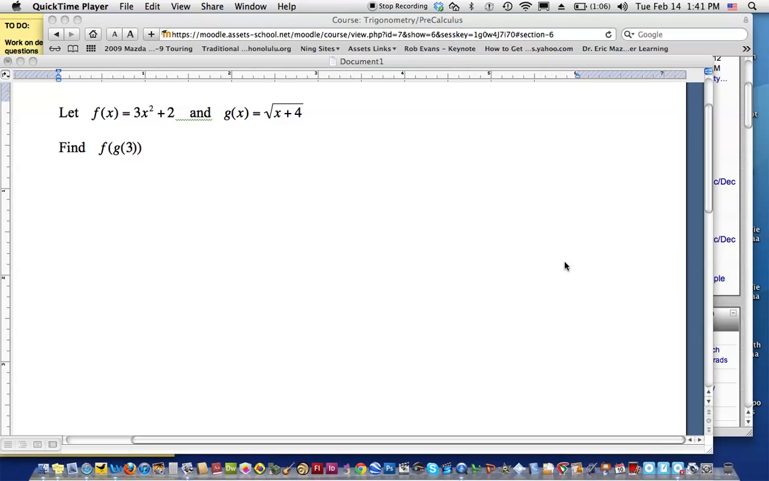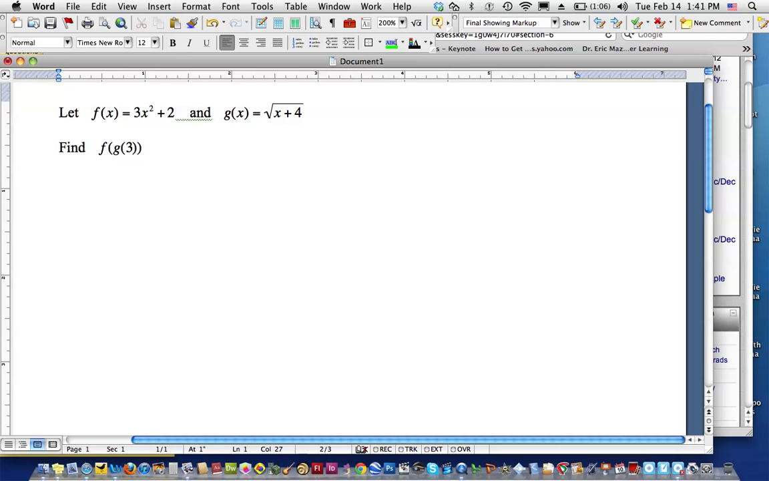f of x equals 3x squared plus 2 and g of x equals the square root of x plus 4. And what I want to find is f of g of 3. What that means in one approach is I'm going to find out what g of 3 is first and then plug that into f of x. So let's try that approach first.